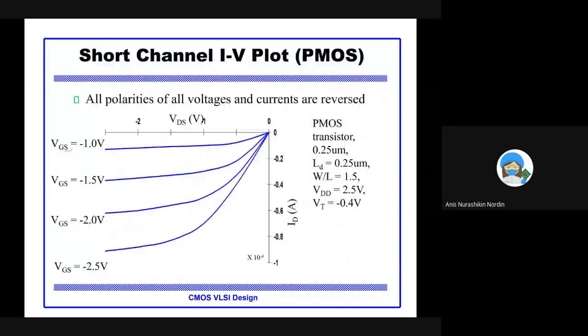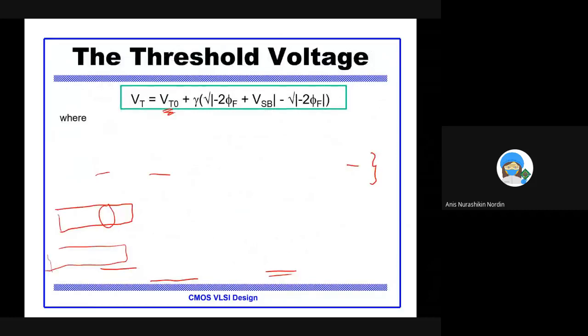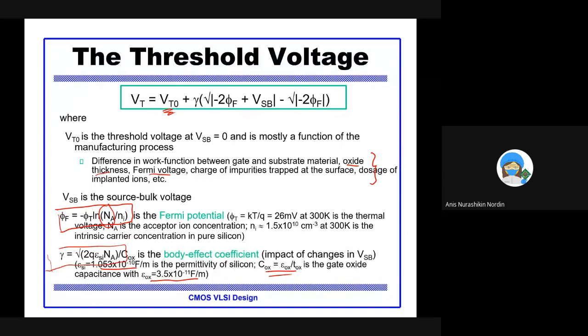So the threshold equation, you see VTO. VTO is the threshold voltage at source-bulk 0. So you must ground the source-bulk, and this is when you measure the voltage there. What is the threshold voltage? It means the voltage at which you turn on the channel when your source-bulk is 0. Okay, so that's VTO.